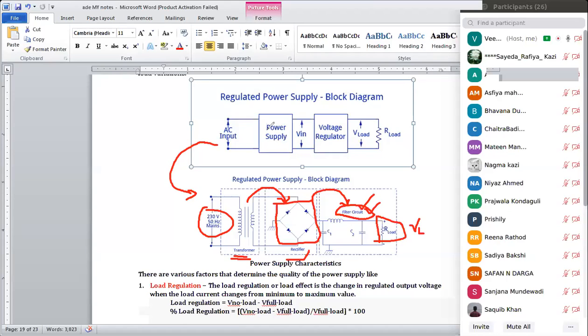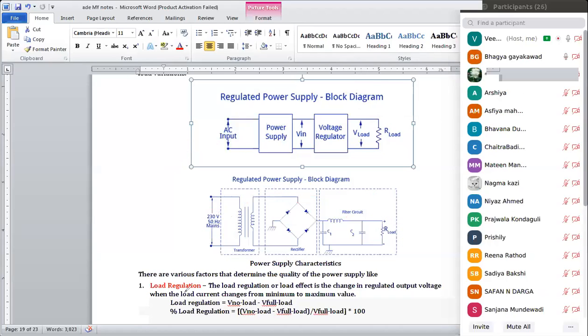Then here some other ICs also we will get, which are going to control the output, which are making the output constant at the same rate.